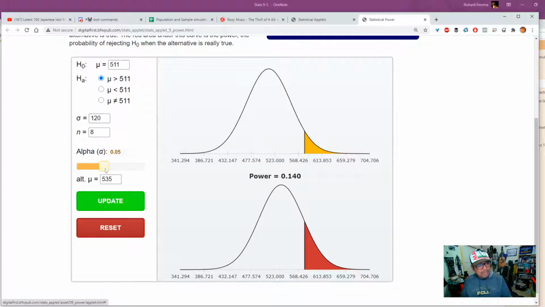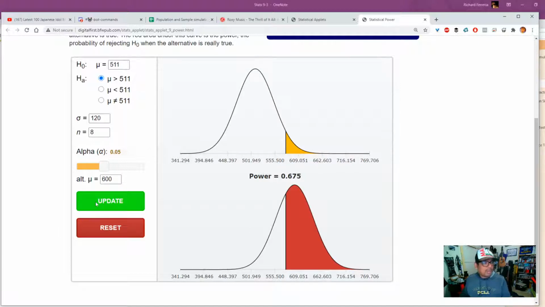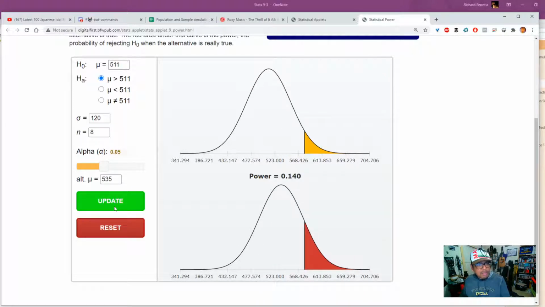Okay, the last thing is, what if I consider an alternative hypothesis that is, let's say, greater? So let's go to 600. What'll that do to the power? Oh, that's going to increase power. So if I consider an alternative hypothesis that's further away from the mean, then I'm going to increase power. And I imagine if I go closer to the mean, let's say we go to 520, if I move closer to the mean, that should decrease the power.